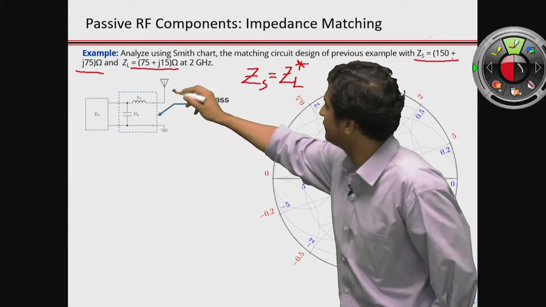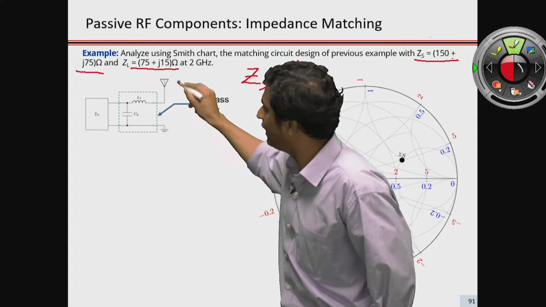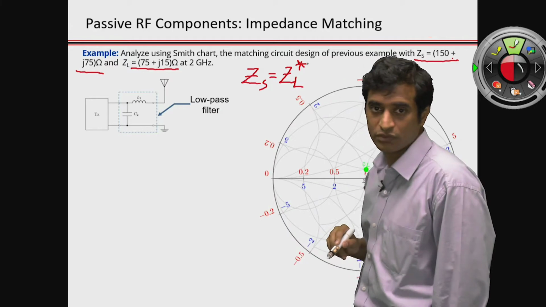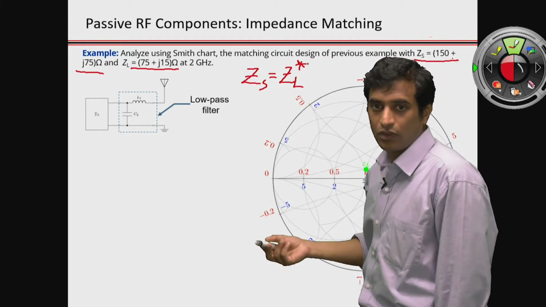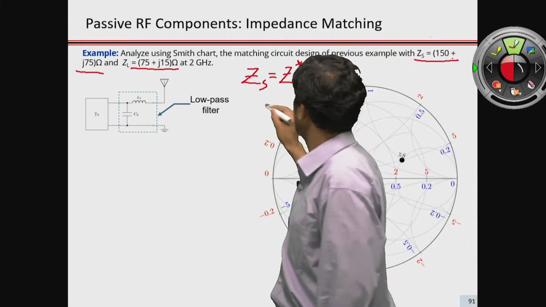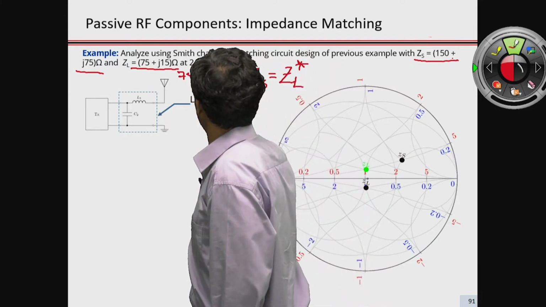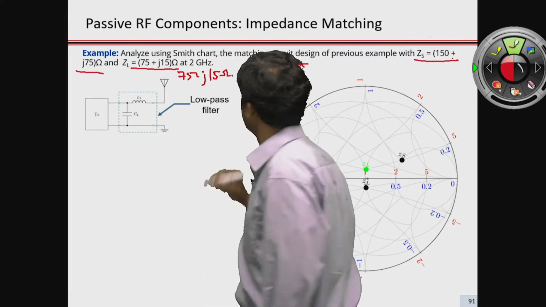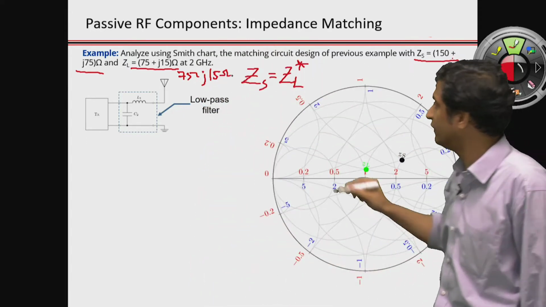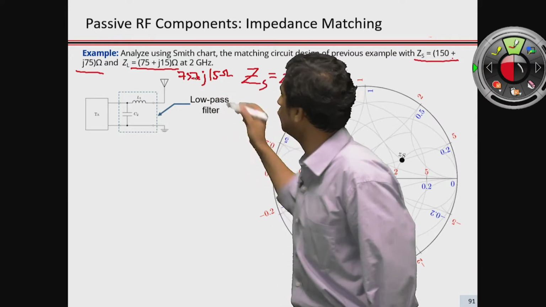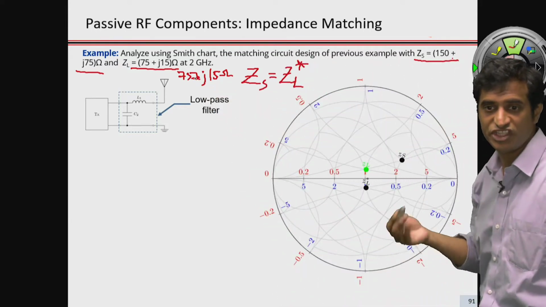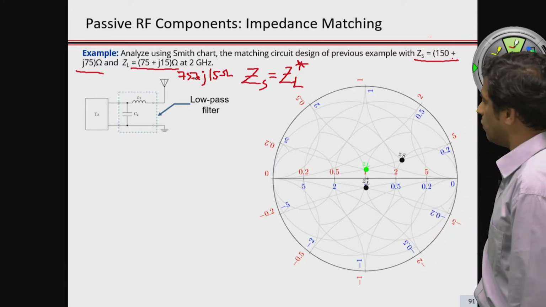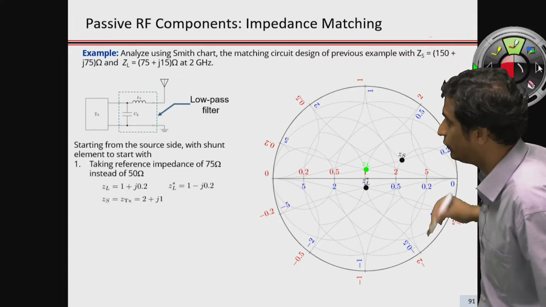In this particular example, as the figure indicates, maybe the load could be an antenna, which is a one-port device having 75 plus j 15 ohms. So the conjugate of the load impedance is going to be 75 minus j 15 ohms. So for the conjugate, you are simply replacing the j by minus j. To do that, how do we go about using the Smith chart?